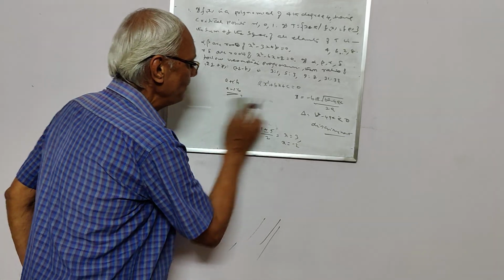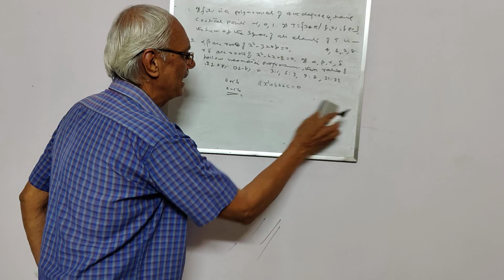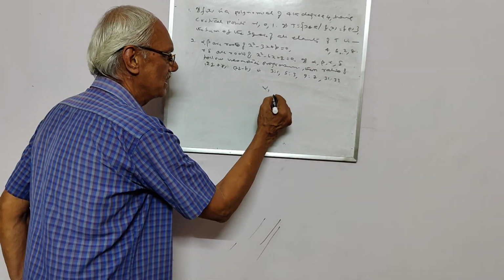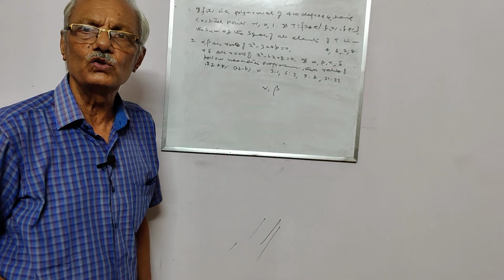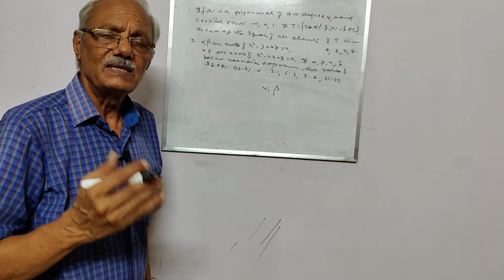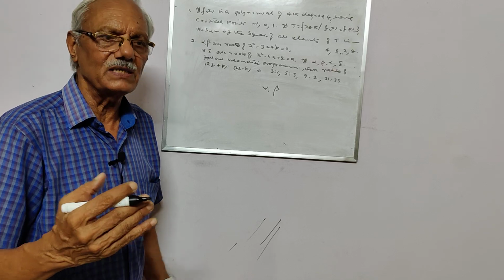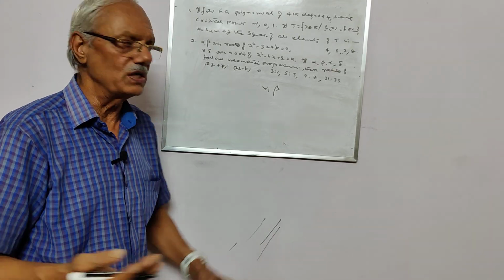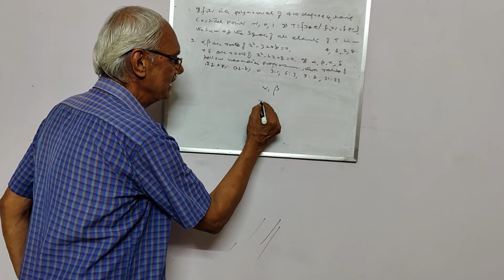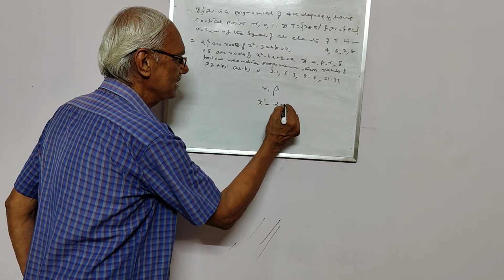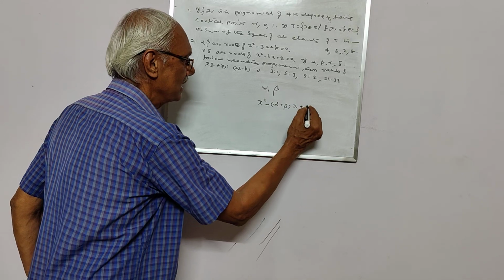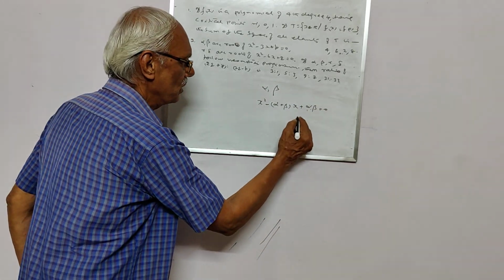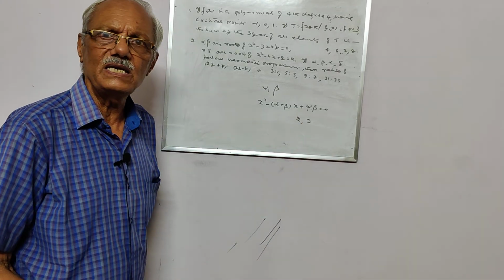Now, let us suppose that alpha and beta are the roots of a quadratic equation. Then we can write the quadratic, because I do not know the quadratic equation, I know only the roots. So what I will write is x squared minus (alpha plus beta) x plus the product of the roots. For example, let us suppose that you have got two roots, 2 and 3.